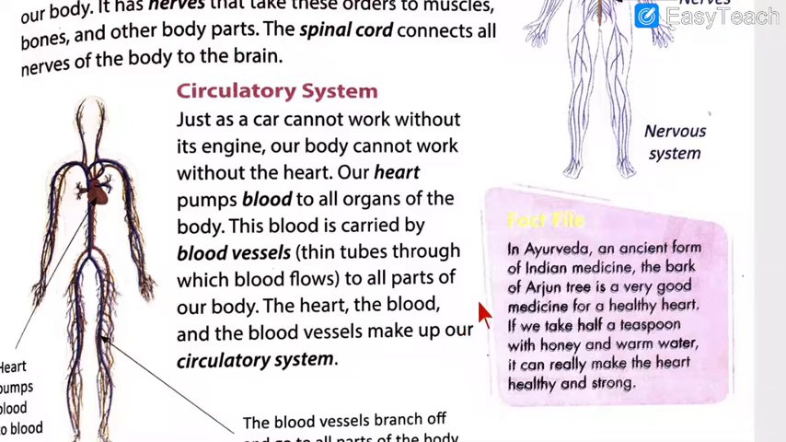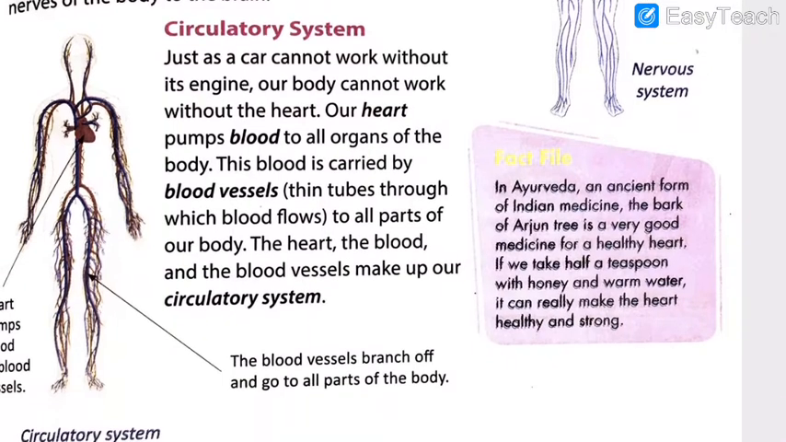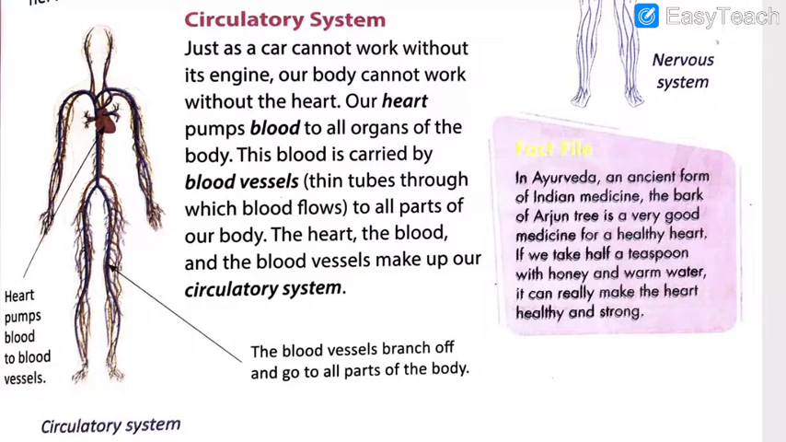The heart, the blood and the blood vessels make our circulatory system. So these three things make the circulatory system. Which three things? Heart, blood and blood vessels. So students, you will have to remember a few things: the brain, spinal cord and nerves make our nervous system. These three things make our nervous system. Similarly, our heart, blood and blood vessels make the circulatory system.